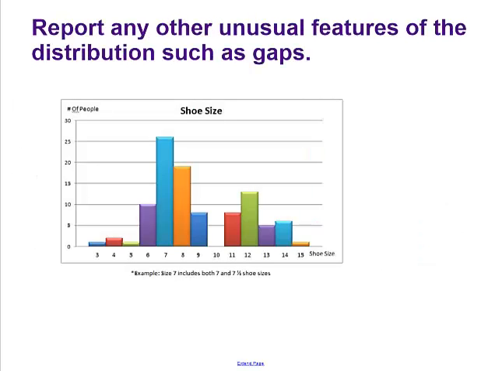Now you want to report any other unusual features of the distribution, such as maybe gaps. So here, if we're looking at this graph, you can see at size 10, nobody was a size 10 for the shoe. And you might want to tell that right down here we have very small sizes that might have represented children. This block right here could have been mostly women, and this chunk right here might have been mostly men. So a little bit more information would help us understand this graph a little better.